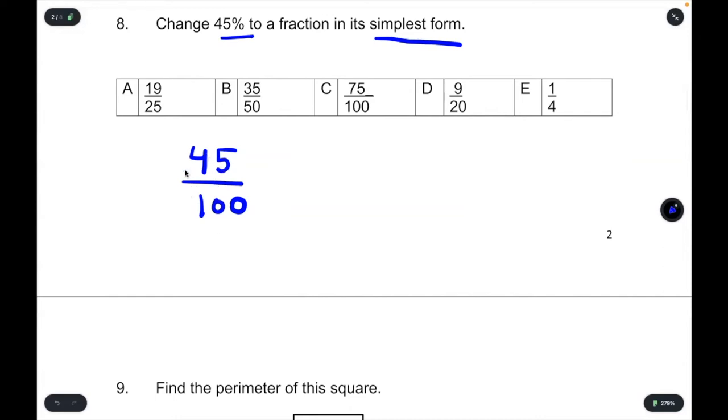So if we divide the top by 5, we're left with 9. And if we divide the bottom by 5, we're left with 20. So 9/20 is actually the same fraction in terms of it being equivalent to 45 over 100, but it's been simplified from the original. Now with 9 over 20, can we simplify any further? The answer is no, because there aren't any other common factors. Factors of 9 are 1, 3, and 9. Factors of 20 are 1, 2, 10, 4, 5, and 20. You'll notice that apart from 1, there aren't any other numbers we can divide top and bottom by, and so 9/20 must be the correct answer.